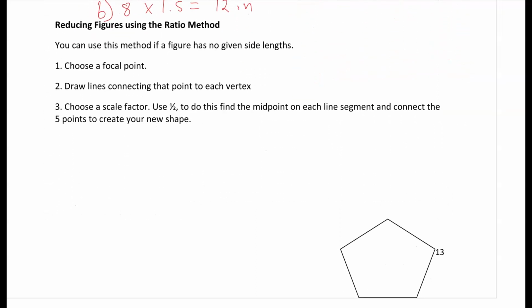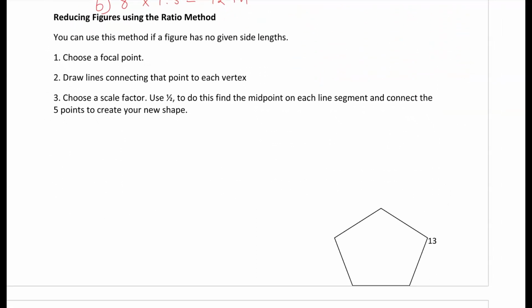Now, next we're going to look at reducing figures using a ratio method. This is especially one I would do on the board with you, but because we're at home, I'm going to do my best to demonstrate exactly what this is going to look like. Now, don't pay attention to this 13 here. That 13 is just the page number. So we're just looking at the shape itself.